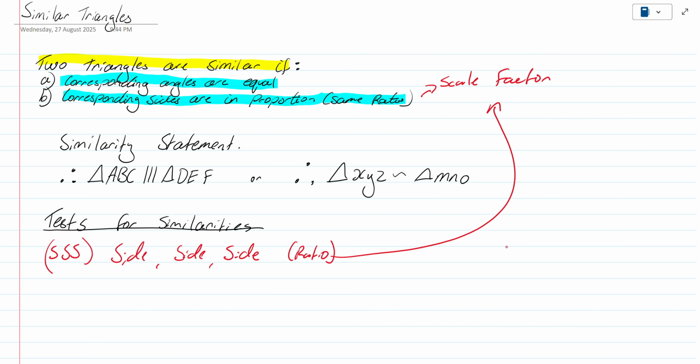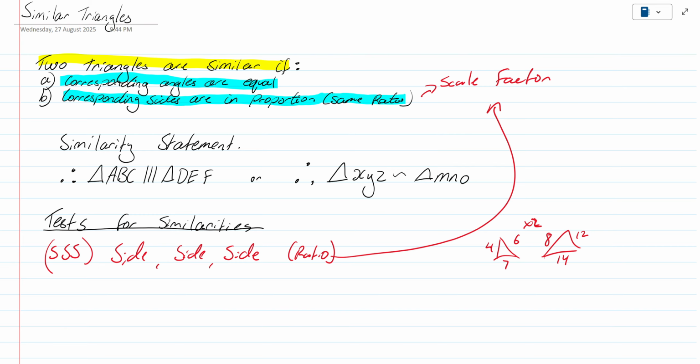So we might have a triangle where the sides are 4, 6, and 7. And then another slightly bigger triangle with the same lettering, the same corresponding sides, is 8, 12, and 14. So they've all doubled, a scale factor of times 2. That's one way to prove similar triangles.